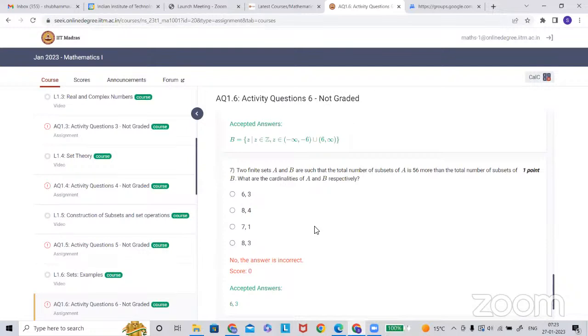Okay. So we have two finite sets A and B such that the total number of subsets of A is 56 more than the total number of subsets of B. What are the cardinalities of A and B respectively? So how are we doing? What's your doubt here? Sir, I cannot get my answer. My answer is 8, 4.